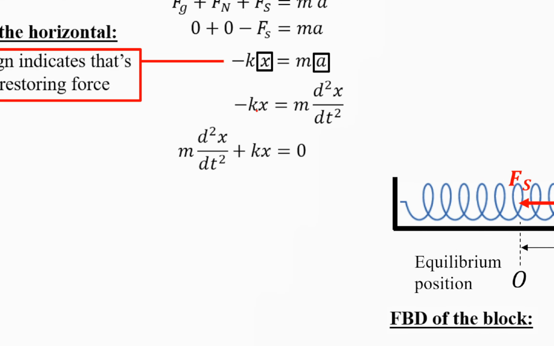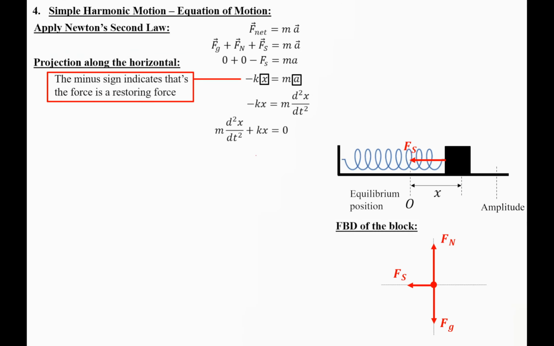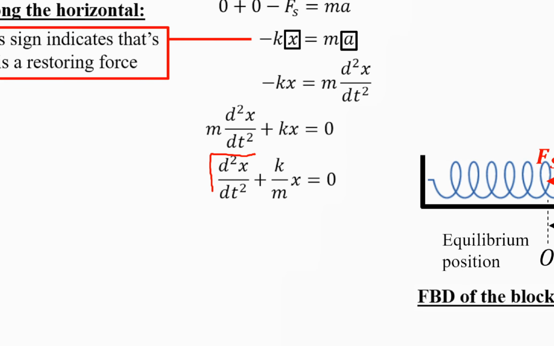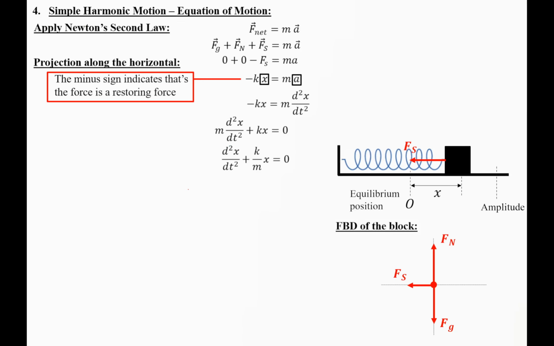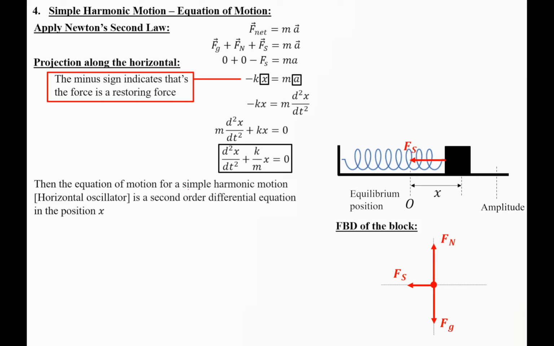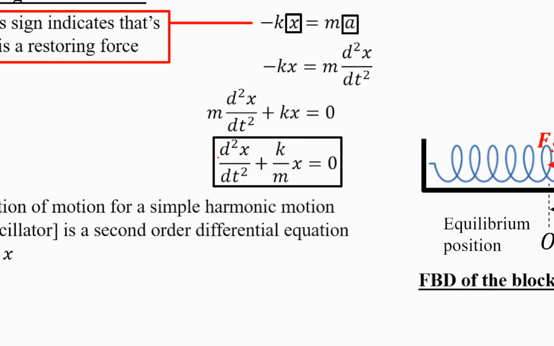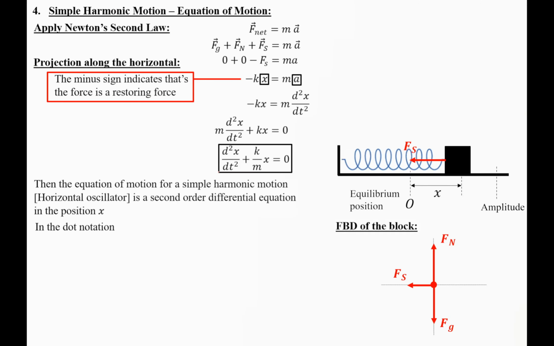So moving this to the other hand side and reading the equation from right to left and dividing by m, because we would like the derivative always to be normalized with coefficient 1. Then the equation of motion for a simple harmonic motion horizontal oscillator is a second order differential equation in the position x. Here notice carefully that we call this type of equation a differential equation of second order. Why? Because this is a second derivative. Unlike for the drag force, for the differential equation of velocity, it was a first order.